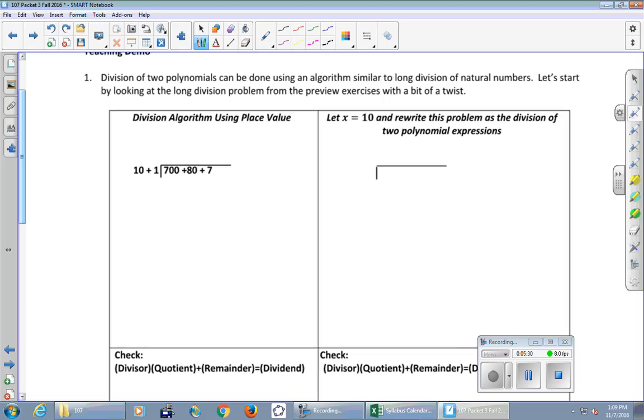So let's do this. In this case, I'm not seeing 11, I'm seeing 10 plus 1. And so I'm going to take that 10 and put it into what number over there? 700. How many times does 10 go into 700? 70 times, right? 10 goes into 700 70 times. Put a 70 right up there.